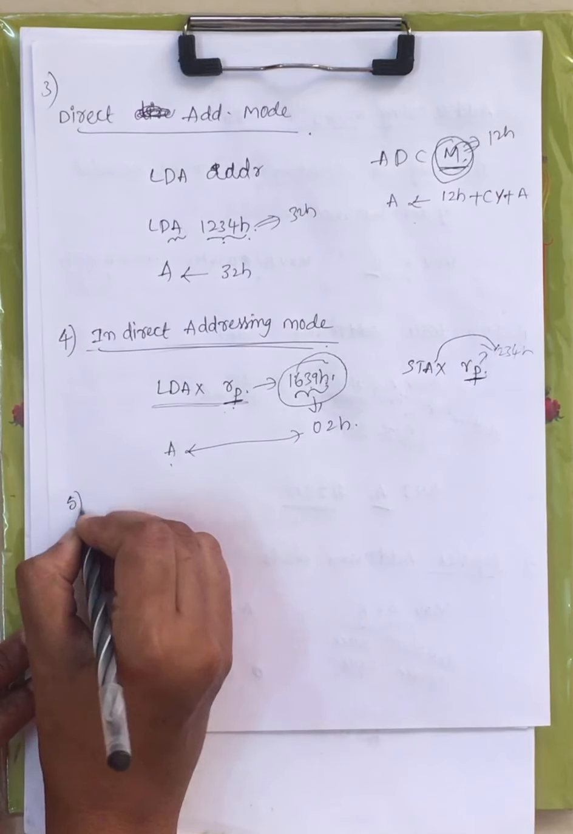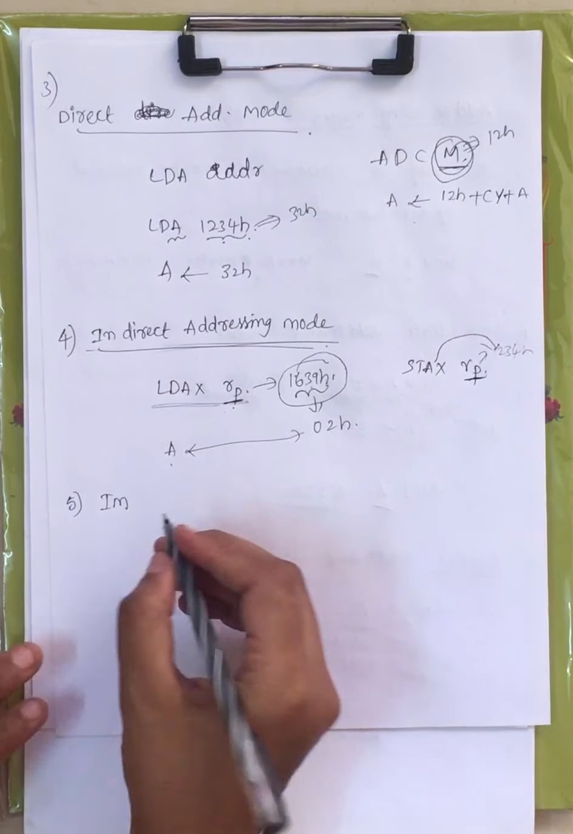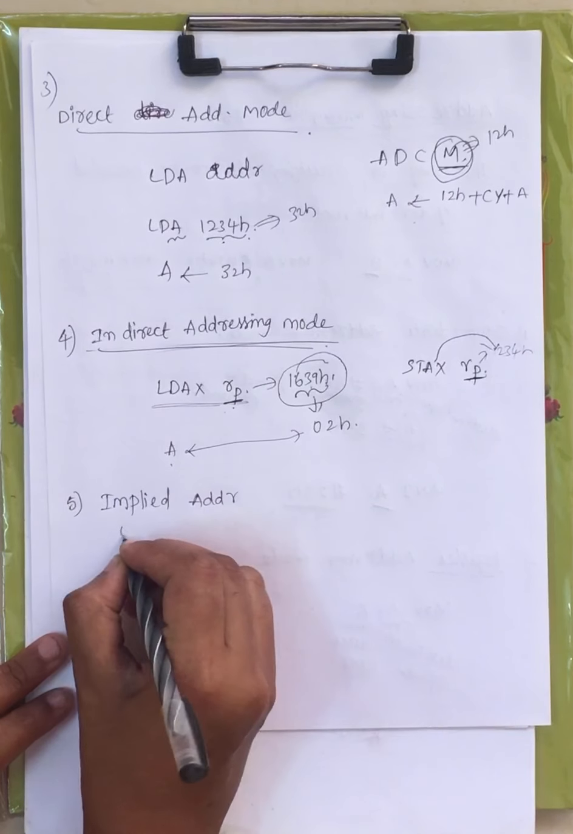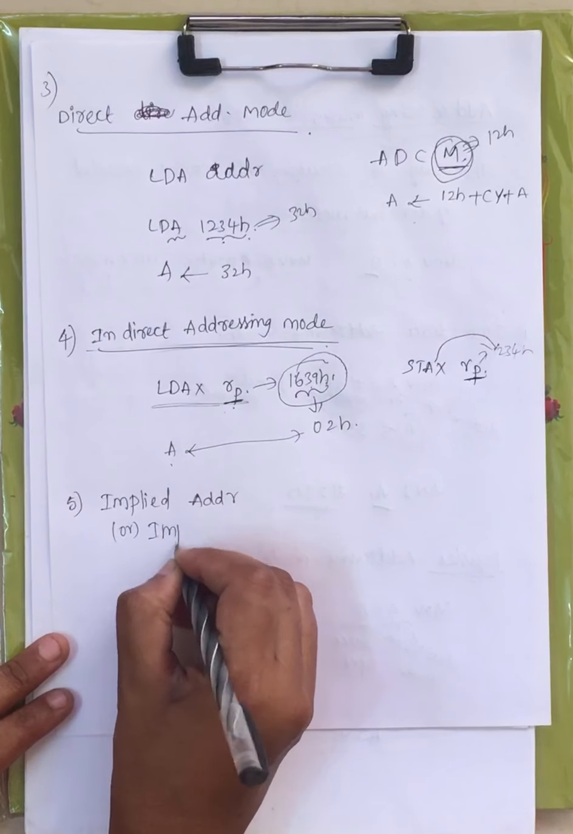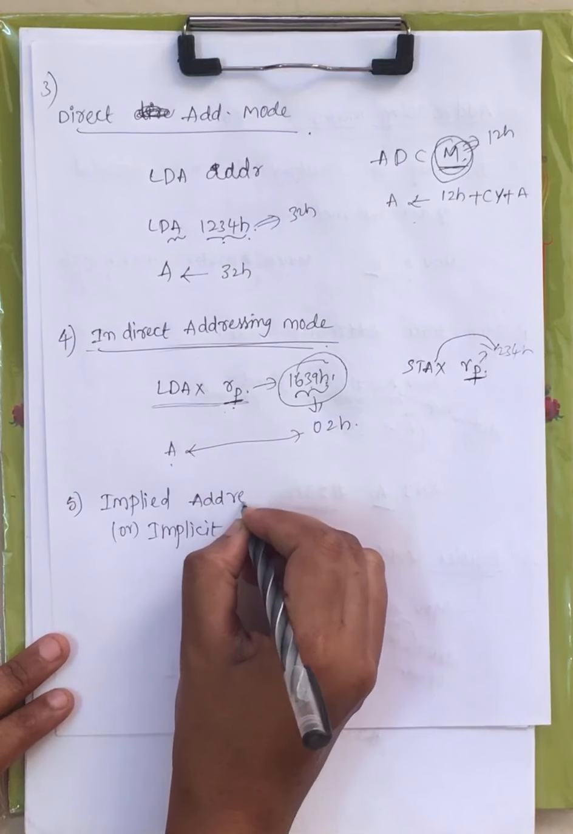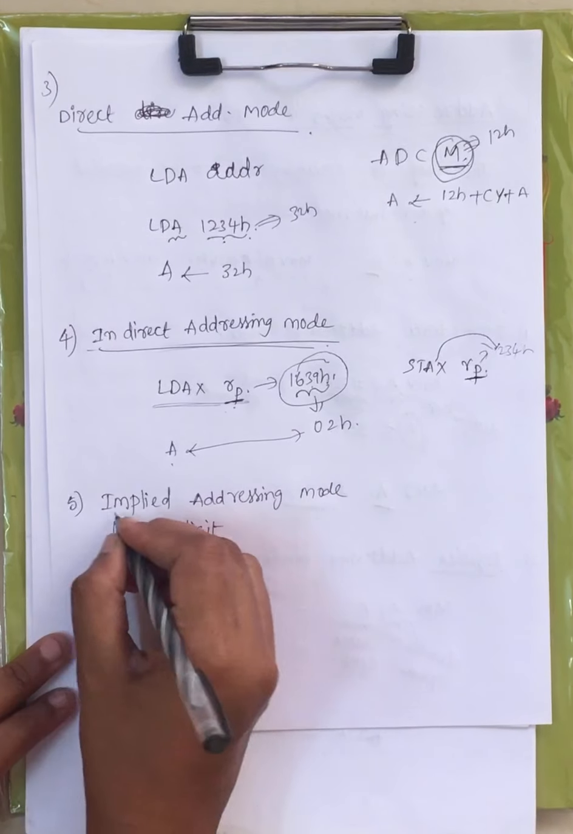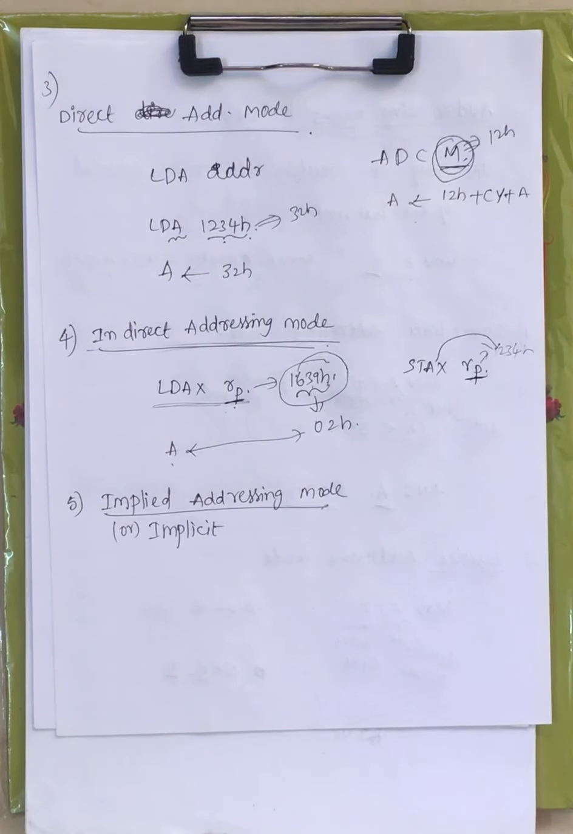Now coming to the fifth addressing mode, that is implied addressing mode. Implied or implicit, both are the same, right? This doesn't require any source or destination operand. We have seen some set of instructions that don't include any source operand or destination operand. All those instructions come under the category of implied addressing mode.